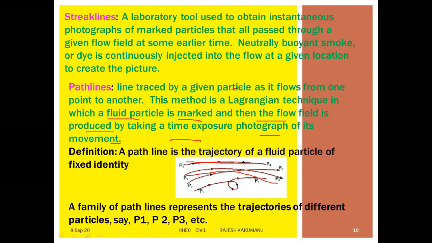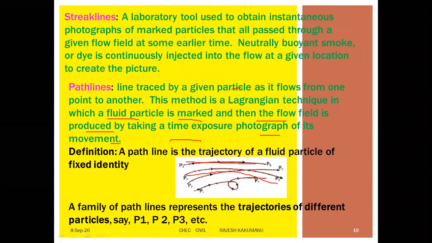And what is the definition? You can say simply that a path line is a trajectory of a fluid particle of fixed identity. Trajectory means the path, how you describe it from the initial position to the exit position.